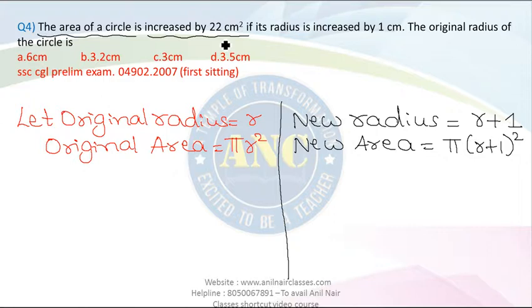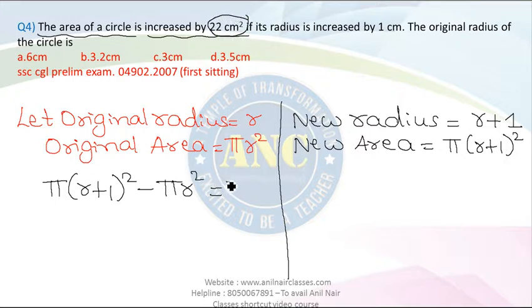That means the difference between the old area and the new area, the gap between the old area and the new area is, new area minus old area, which is something what we will write now as pi into r plus 1 whole square minus pi r square. The difference between the areas is given in the question as 22 centimeter square.